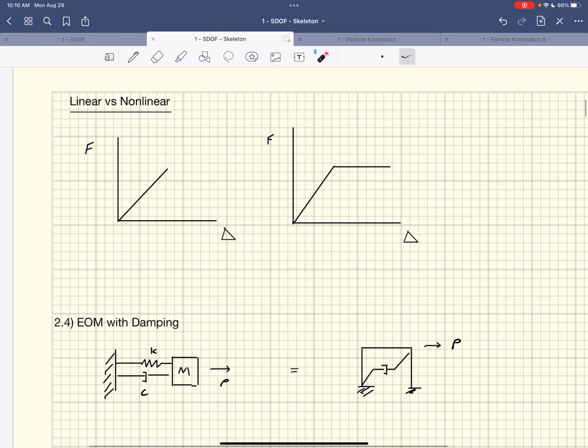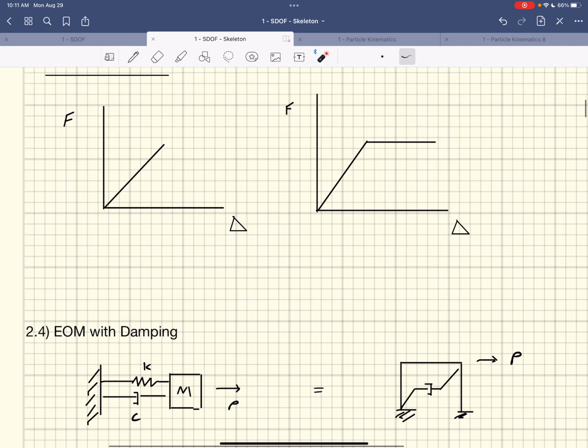Okay, how about linear versus nonlinear? This is going to be a big topic later on when we start diving into letting members yield. That's actually a mechanism that we use in earthquake engineering, is we let members yield so it decreases the response. Everything at the beginning is done with linear springs, right? And then nonlinear springs would be something that yields. If you had a member that has a plastic moment or something like that, you have a nonlinear response. But when you're talking about linear versus nonlinear, in this case, just to make note, P is equal to K times U.